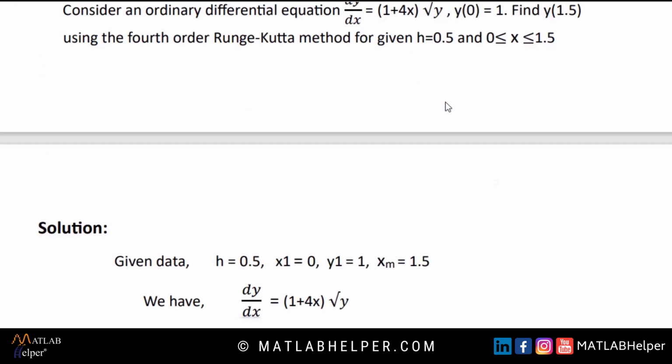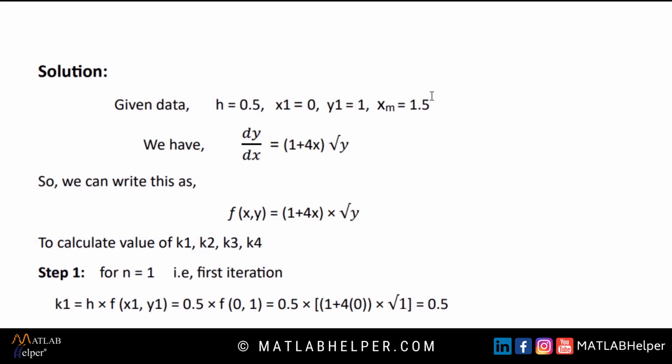The solution for this equation is as follows. We have h = 0.5, that is the step size will increase by 0.5, meaning that if x1 is equal to 0, then x2 will be 0.5, x3 will be 1, x4 will be 1.5. The x1 and y1 are the initial values of x and y, whereas xm is the value at which we have to calculate the value of y.